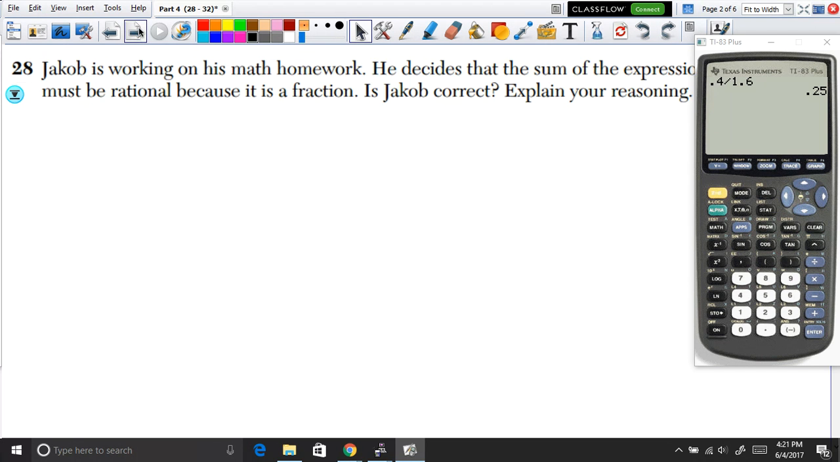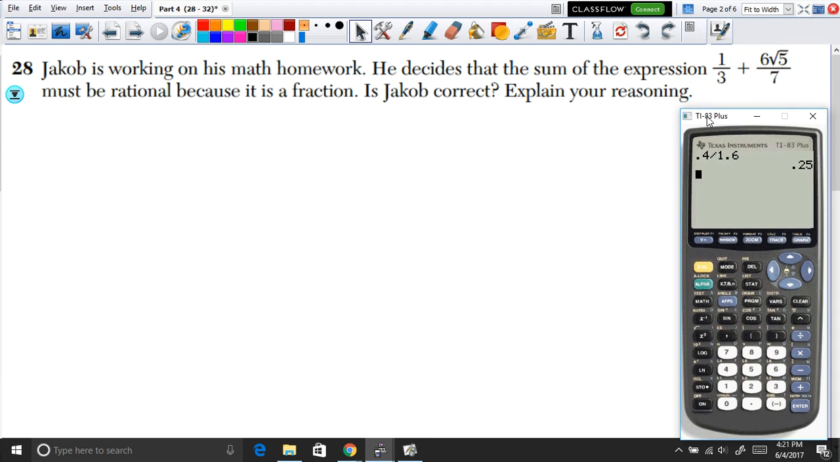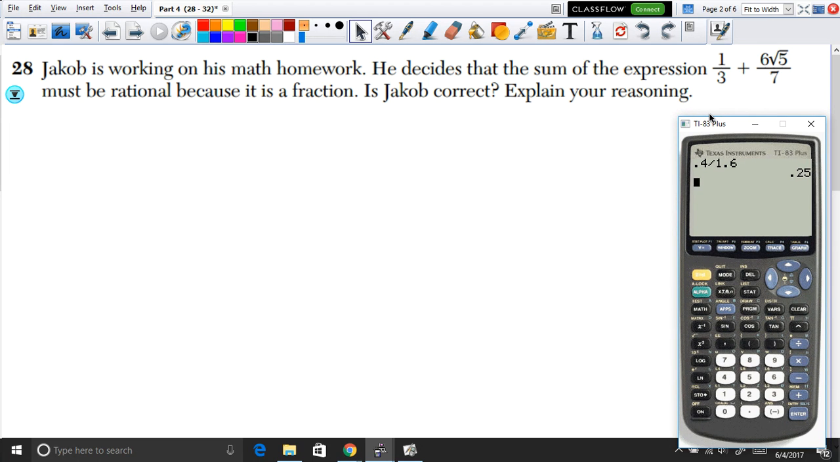Now, let's move on to example 28 here. Now, example 28 is the following. It says Jacob is working on his math homework. He decides that the sum of the expression 1/3 plus 6 square root of 5 over 7 must be a rational number. Okay? Must be a rational number because it is a fraction. Is Jacob correct? Tell me why.